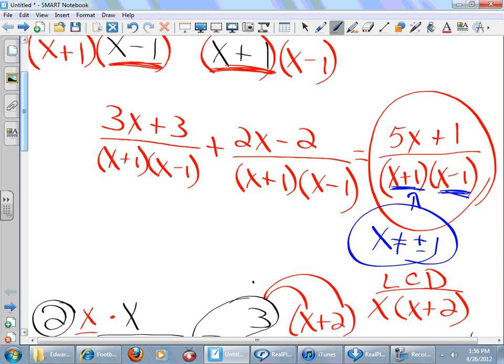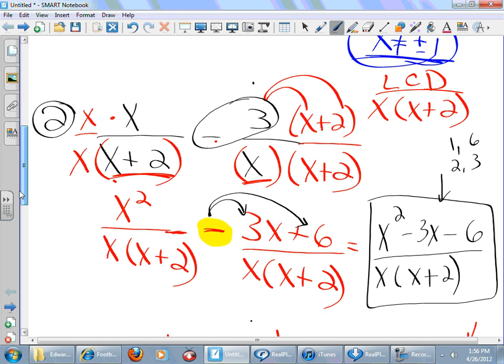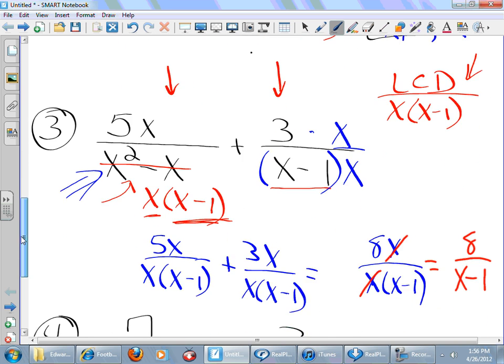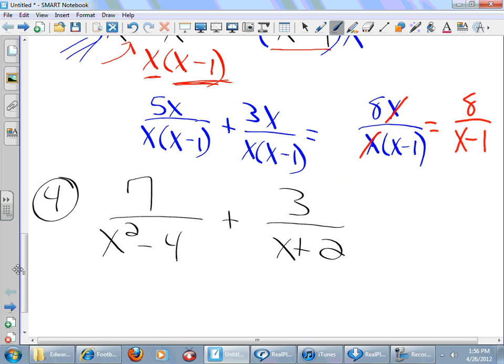So it is very important to include your restrictions. I know I forgot them. I apologize. All right. Let's see. The black one has my answer here. And I know that x cannot be 0 or negative 2. Right? Whatever makes those quantities 0. All right, here on the red one.